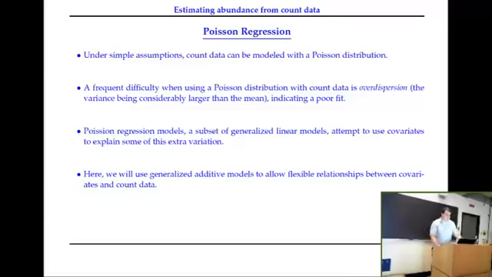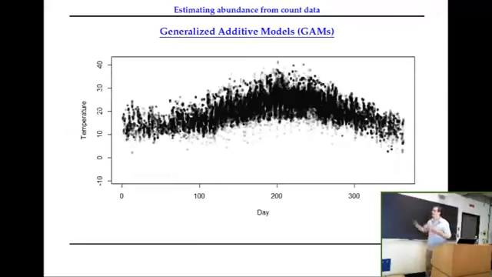So I'm going to be presenting some work on a particular type of Poisson regression, specifically one that uses generalized additive models. A generalized additive model is a type of regression model. For example, here we have the day of the year and we have temperature. If I wanted to fit a regression model to this, I might figure, okay, it doesn't look very linear, doesn't look very quadratic. Maybe, because it's periodic, I should try fitting some sort of sine.